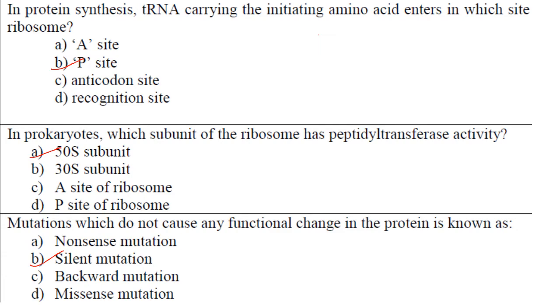Answer is option A. Mutation which do not cause any functional change in the protein are known as silent mutation. Here the codon for alanine is replaced by another codon coding for alanine itself. So even if you changed the nucleotide from the DNA, still alanine is produced there. So it is a type of silent mutation. There is no change in the protein sequence.